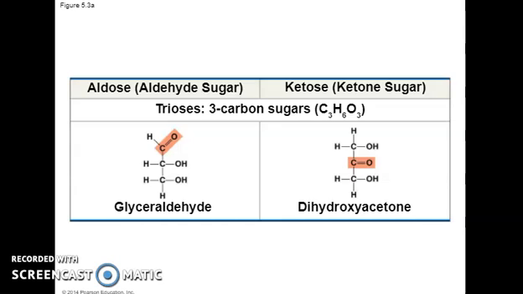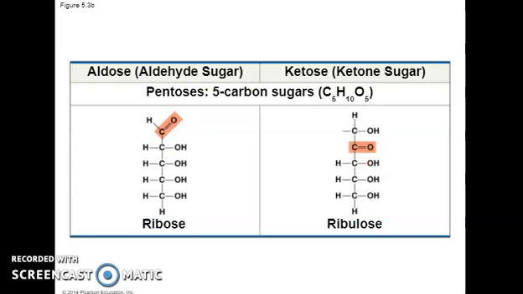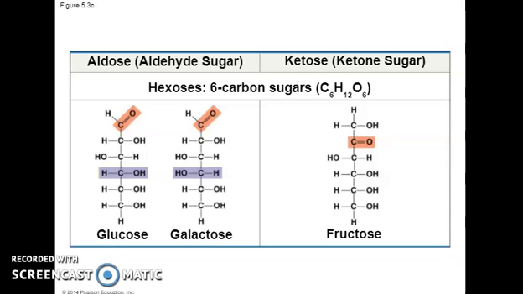Here we can see the aldose and ketose versions of some trioses: glyceraldehyde and dihydroxyacetone. Here we have pentoses, ribose and ribulose. Here we have hexoses, 6-carbon sugars. Notice the similarities between glucose and galactose. The ketone sugar is fructose, which is fruit sugar.